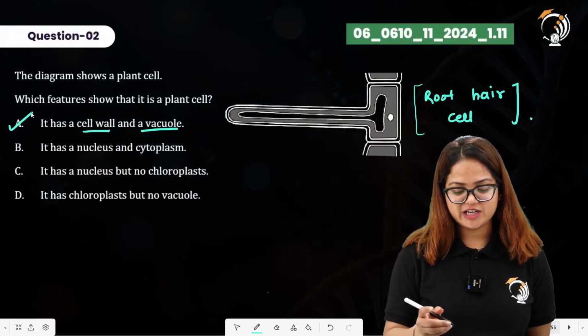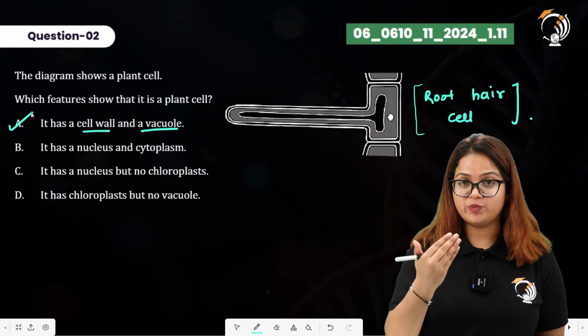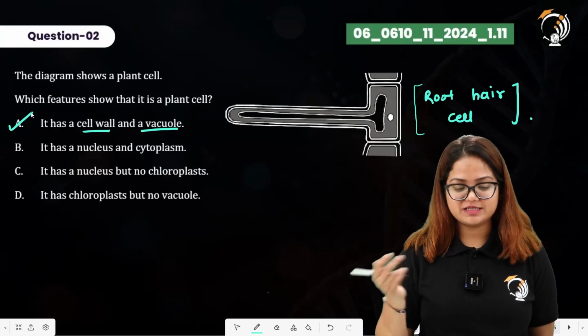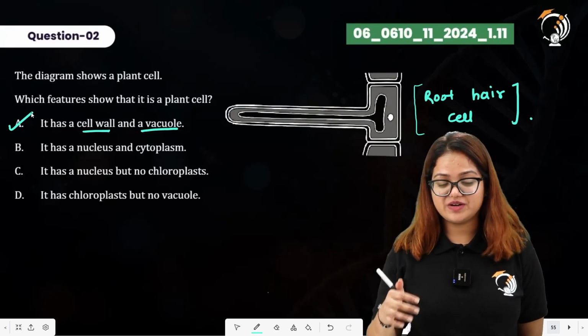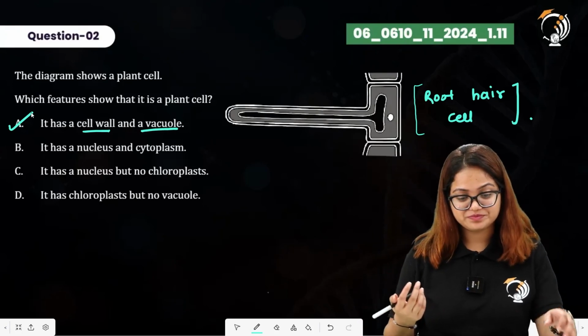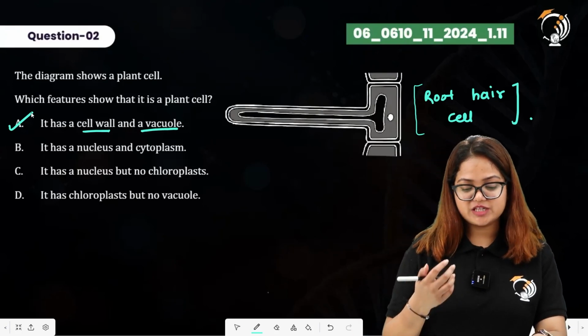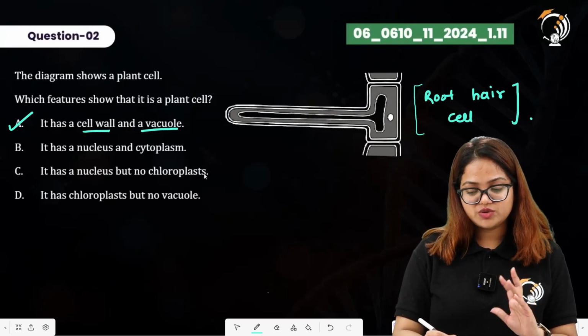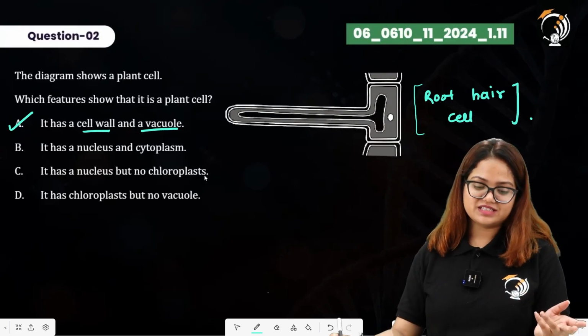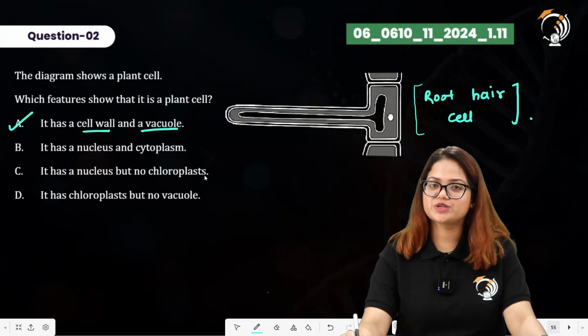It has a nucleus and cytoplasm. It is present in every type of cell, though the nucleus will be absent in bacterial cells. So this does not state that the given cell represents a plant cell only. Then we have, it has a nucleus but no chloroplast. That is true, but this does not state that it is different from other cells. All right. It has chloroplast but no vacuole. This is incorrect.